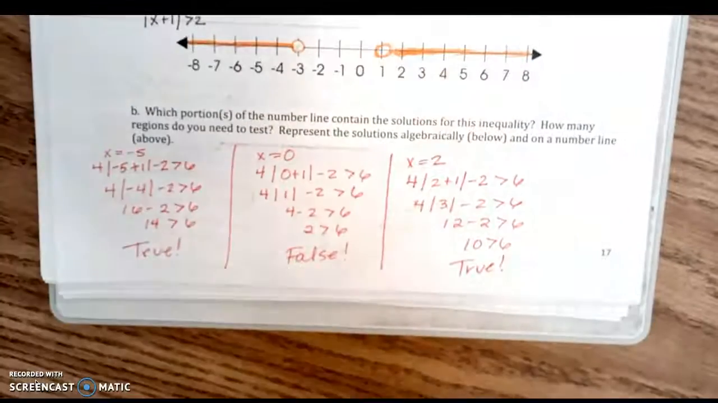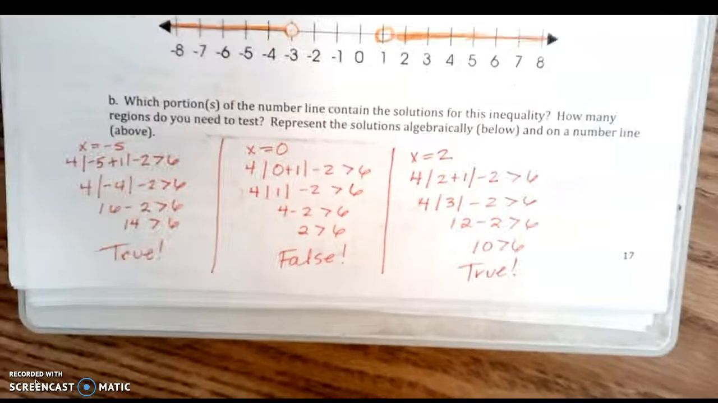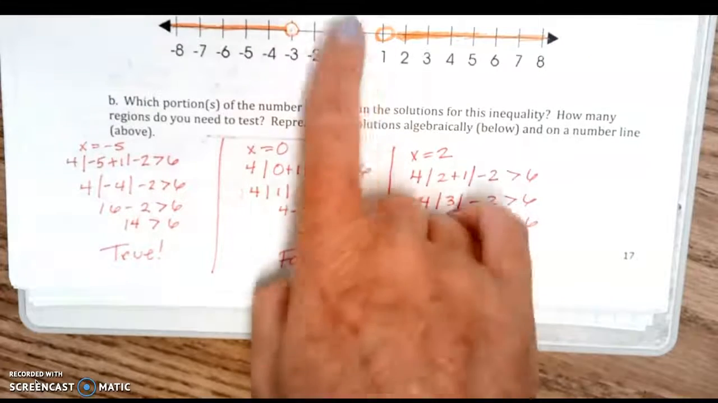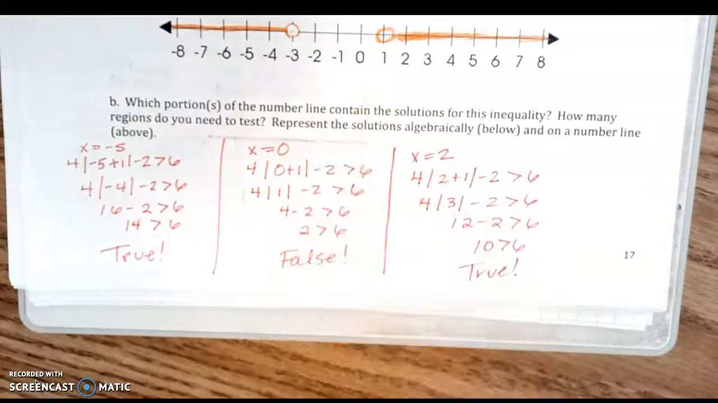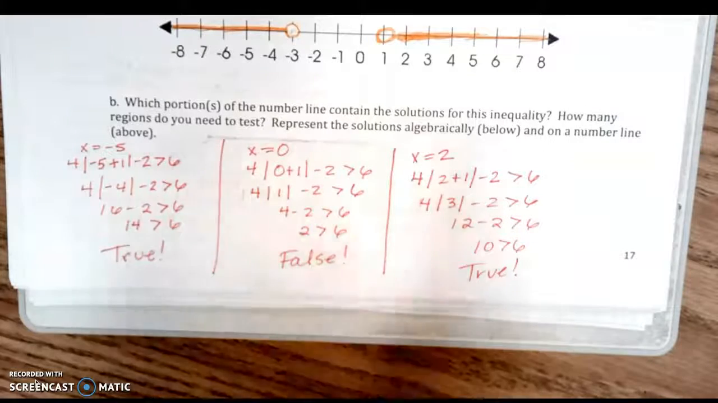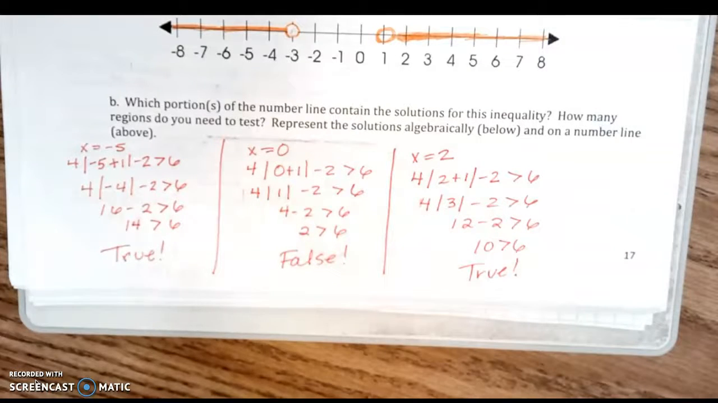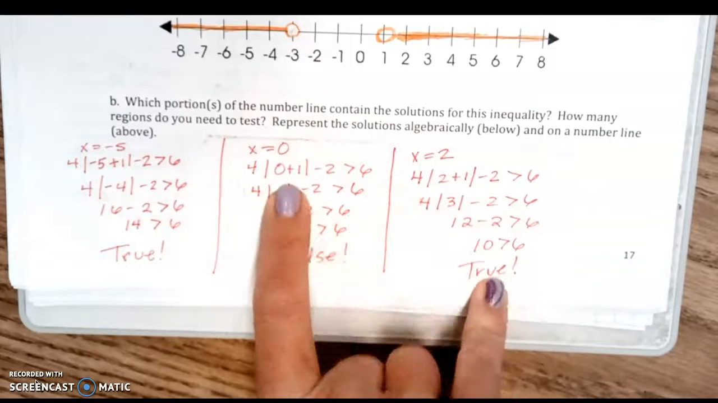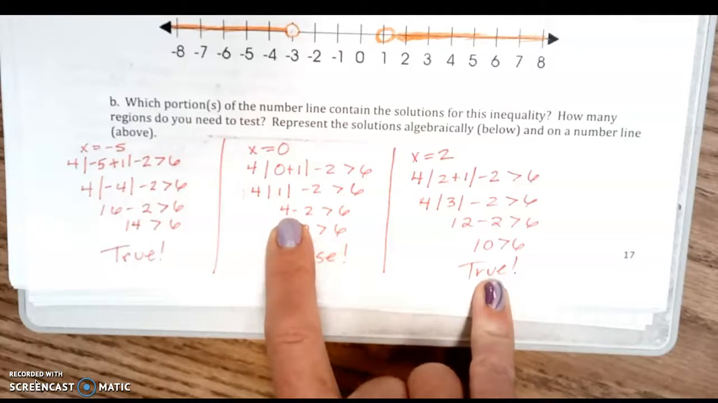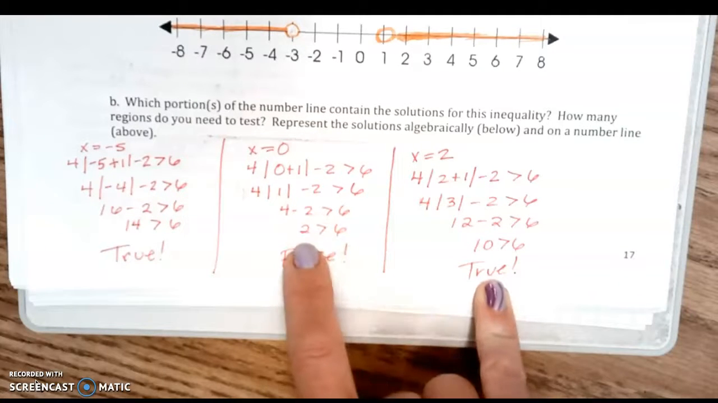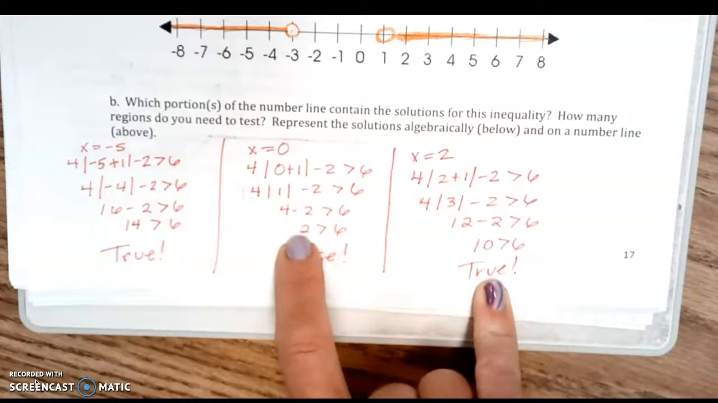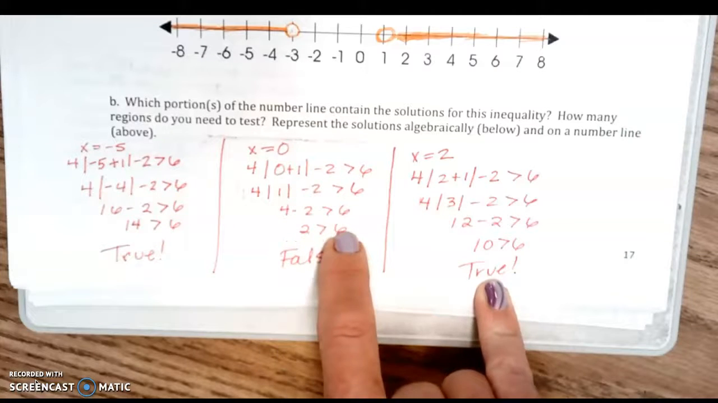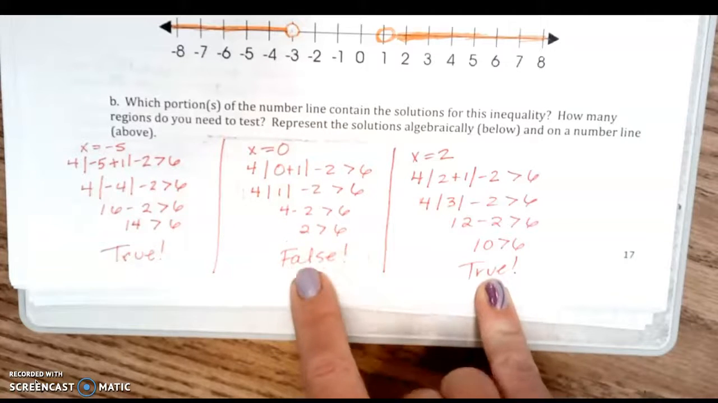I'll move it up just a little bit because I can see you guys writing fast. In the middle here, the easiest number to pick is usually 0. Not always, but if you ever have the opportunity to pick 0, pick 0. Plug in 0. 0 plus 1 is 1. 4 times 1 is 4, and then 4 minus 2 is 2. So is 2 greater than 6? No, it's not, so you say false.